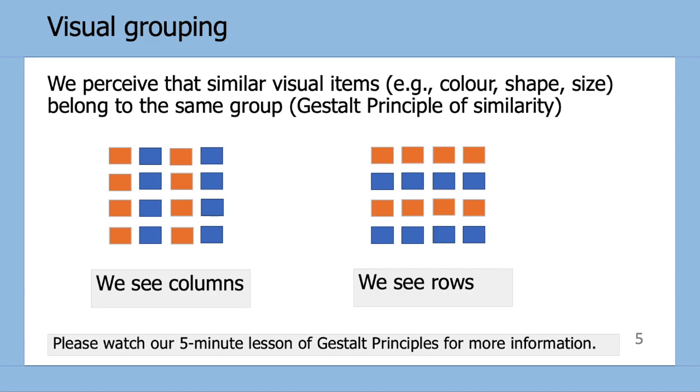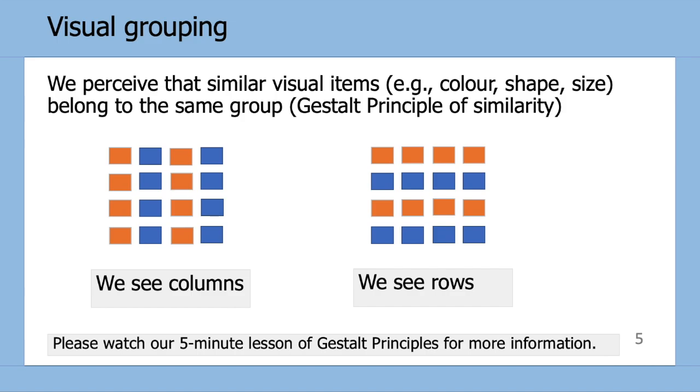Color can also be used for grouping purposes, and this is based on the Gestalt principle of similarity. And this principle states that humans perceive that similar visual items, and items that are similar in color, shape, and size, as belonging to the same group. So on the left-hand side, our eyes perceive the similar color boxes as columns, where on the right-hand side, our eyes perceive them as rows.